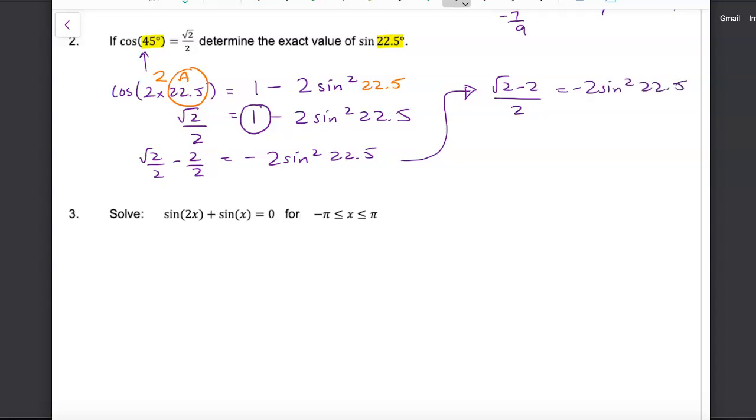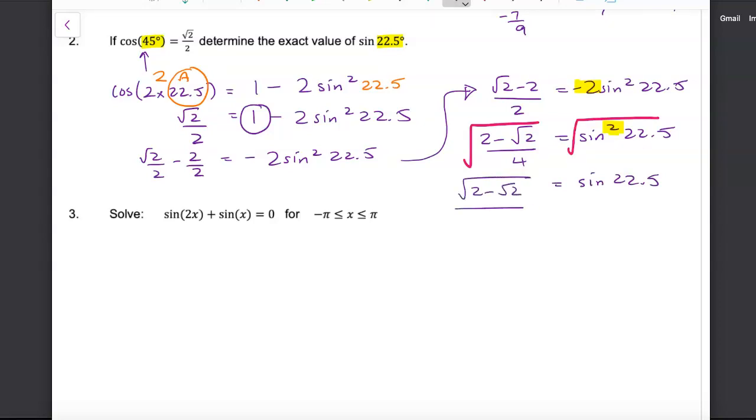Now I'm going to divide by this -2. So that's going to make this a negative. So it's going to become 2 subtract √2/4 equals the sine squared of 22.5. And to get rid of the square, I'm going to square root this left and right side. And that's going to leave me with the sine of 22.5 equaling the square root of 2 minus √2/2. So a little bit of manipulation there.